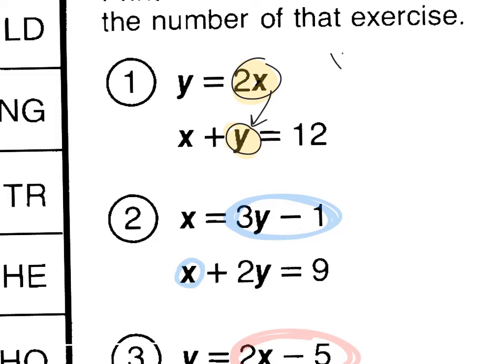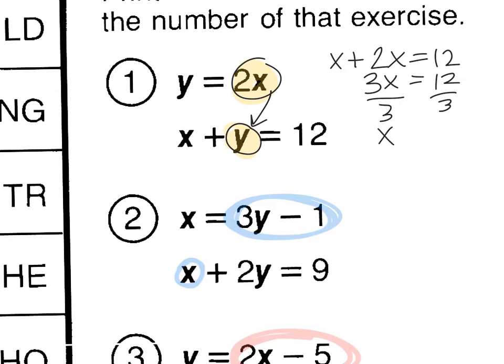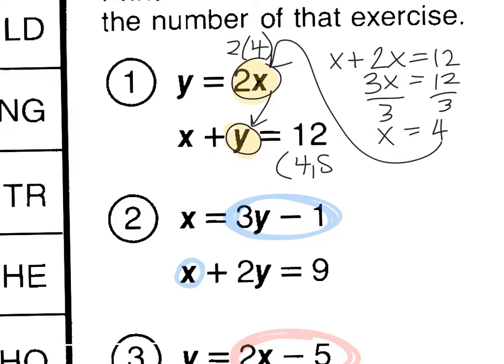So I'm going to write x plus, now instead of that y, I'm going to put the 2x equals 12. So this is going to give me 3x equals 12. Divide by 3. And this is going to give me x equals 4. So if x is 4, I'm going to take that 4 and plug it right back in here. And that's going to say 2 times 4, which is going to give me 8, right? So the answer here is 4, 8.